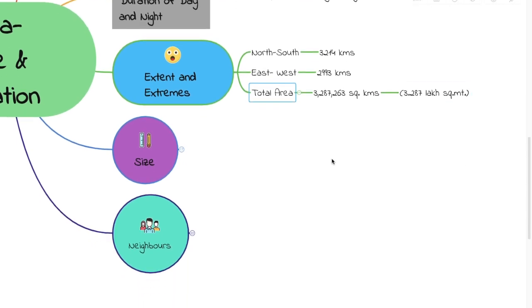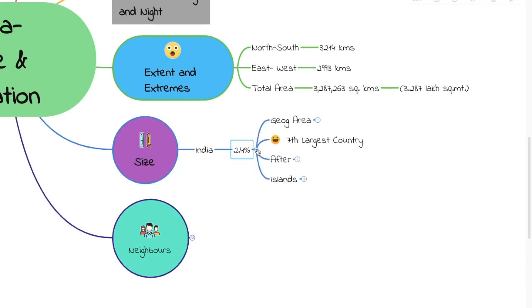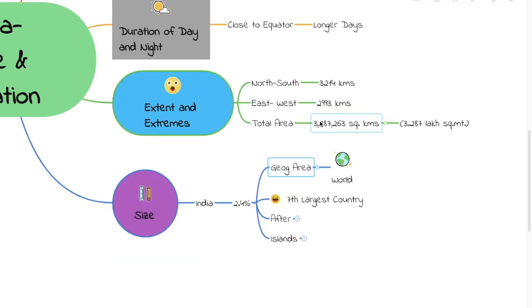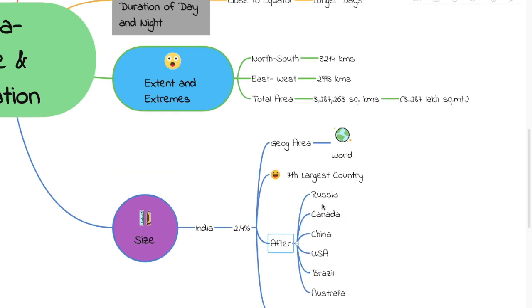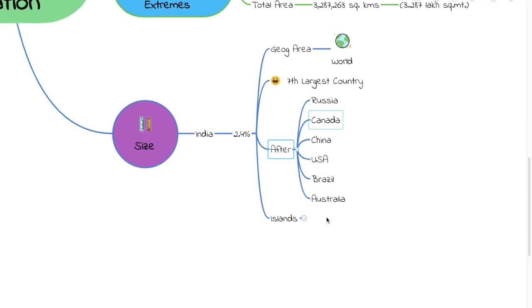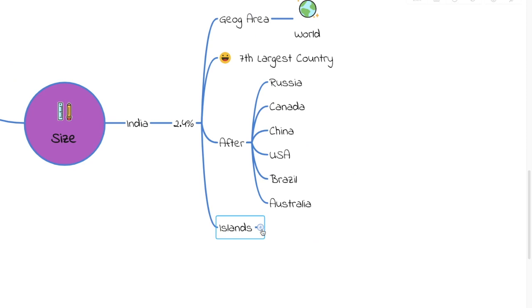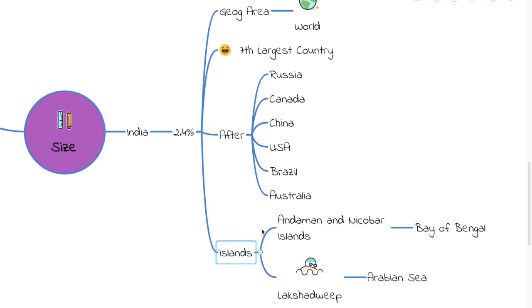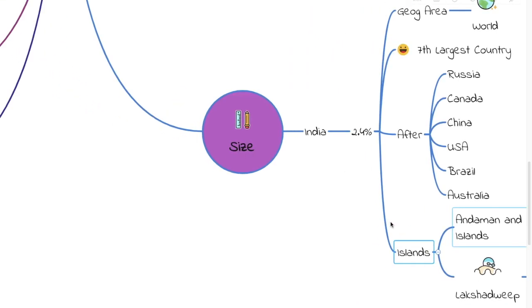What about the size then? India takes up about 2.4% of the total geographical area of the world, and it's the seventh largest country after Russia, Canada, China, USA, Brazil and Australia. There are islands too, Andaman and Nicobar Islands in the Bay of Bengal and Lakshadweep Island in the Arabian Sea. Let's talk about our neighbors now.